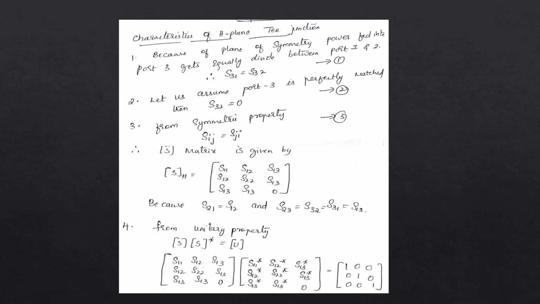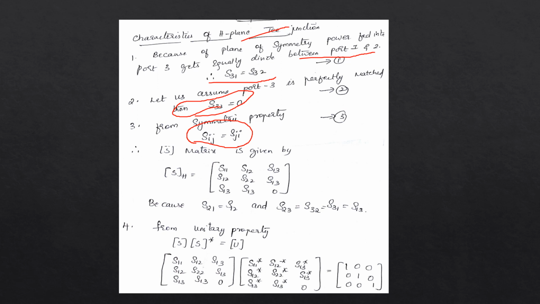Let us see the characteristics of H-plane T junction. The first characteristic is that because of the plane of symmetry, power fed into port 3 gets equally divided between port 1 and port 2. As you have seen in the figure, port 3 power gets equally divided between port 1 and port 2. Therefore, S31 is equal to S32. Let us assume port 3 is perfectly matched. If it is perfectly matched, then we consider S33 is equal to 0. And for the symmetric property, we know that Sij is equal to Sji.